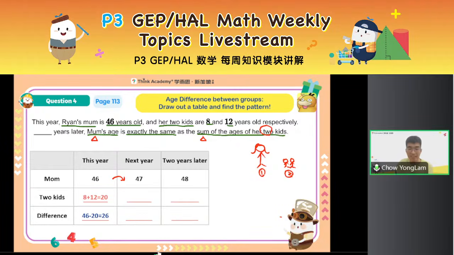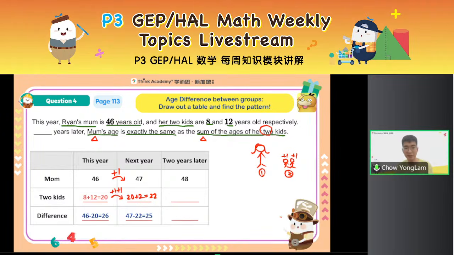Let's see. Mother gains 1 year older, so the mother will be 47 years old. The two kids, however, the first kid will gain 1 year older, second kid gain 1 year older, so plus 1 plus 1. So actually, the new age sum is 20 plus 2 equals 22. What's the age difference? Do you think the age difference is 46 minus 20 equals 26? No, 47 minus 22 is 25.